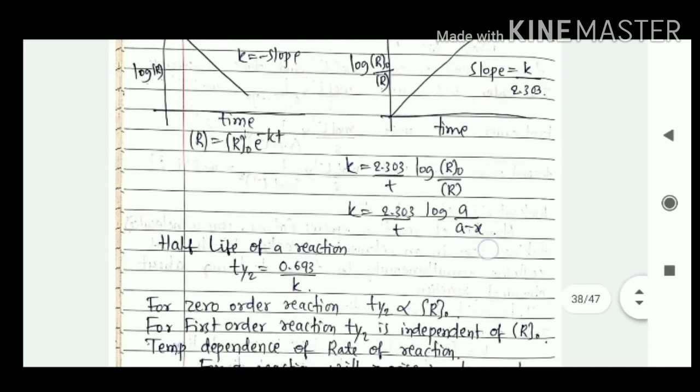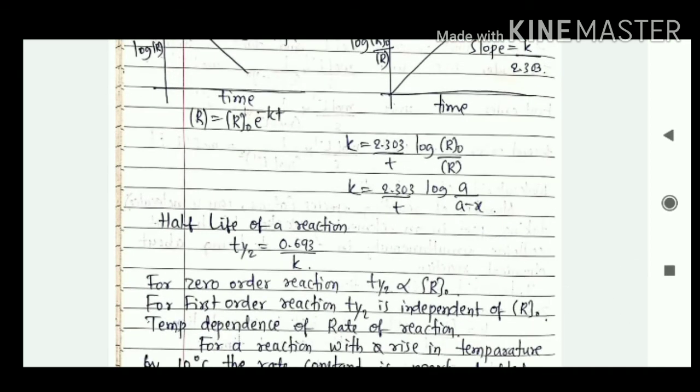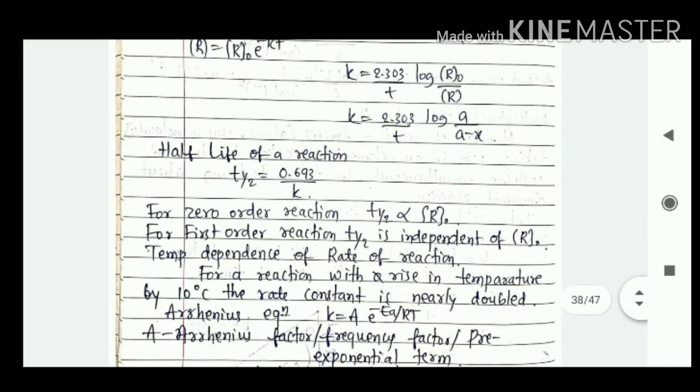Then we have the half-life of a reaction. t half is equal to 0.693 divided by k. For zero order reaction, t half is proportional to R naught. For first order reaction, t half is independent of R naught, right? So this is it. Then we have temperature dependence of rate of reaction.